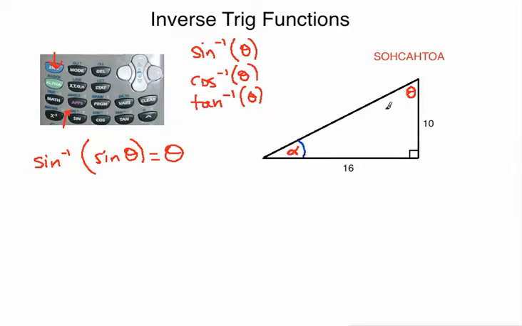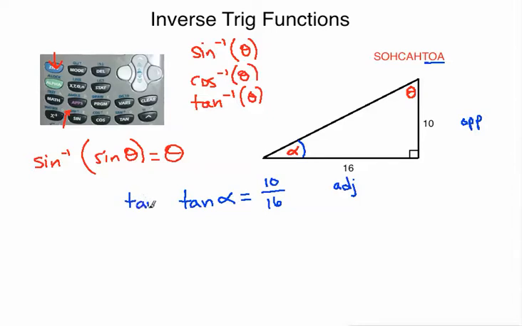So I want to find this angle right here. For alpha, I know that 10 is the opposite side and 16 is the adjacent side. So I'm going to be using tangent here. Now I'm going to set this up originally the same way we have been. So tangent of alpha equals opposite, which is 10, over adjacent, which is 16. The difference here, though, is we're solving for alpha. So to solve for alpha, I need to get rid of tangent.